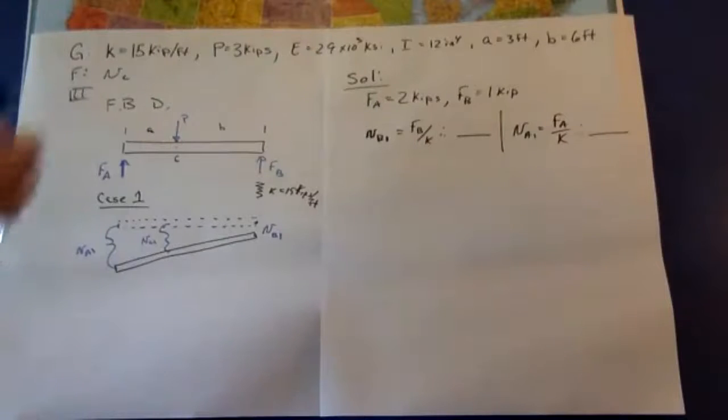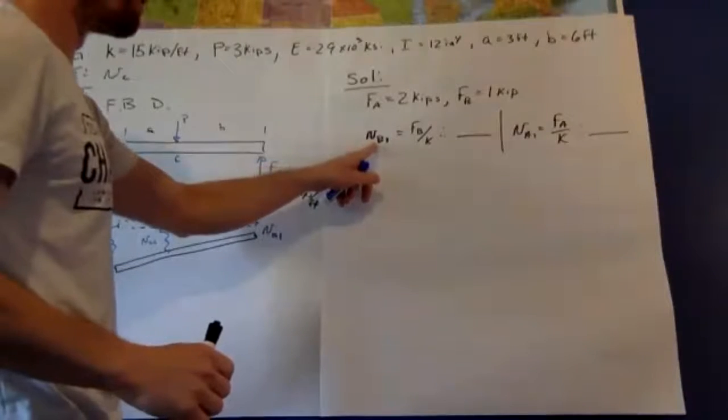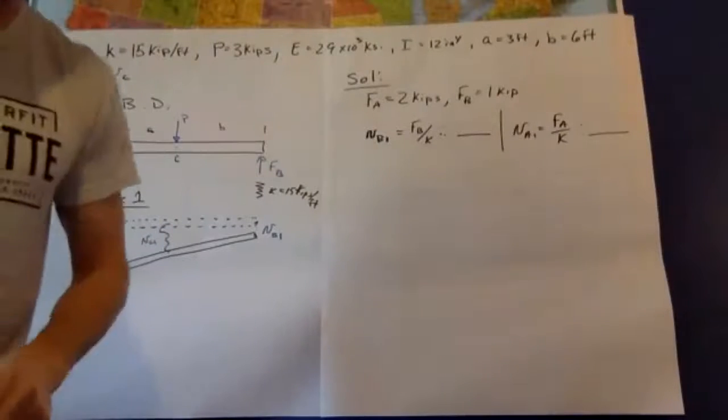Now, here's where we can get tricky or not. What are our units if we just did this straight out of VB1 and VA1?